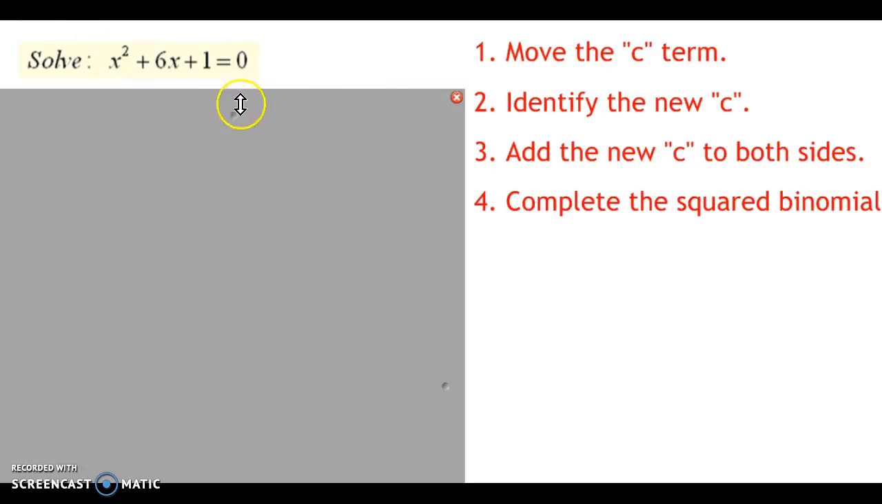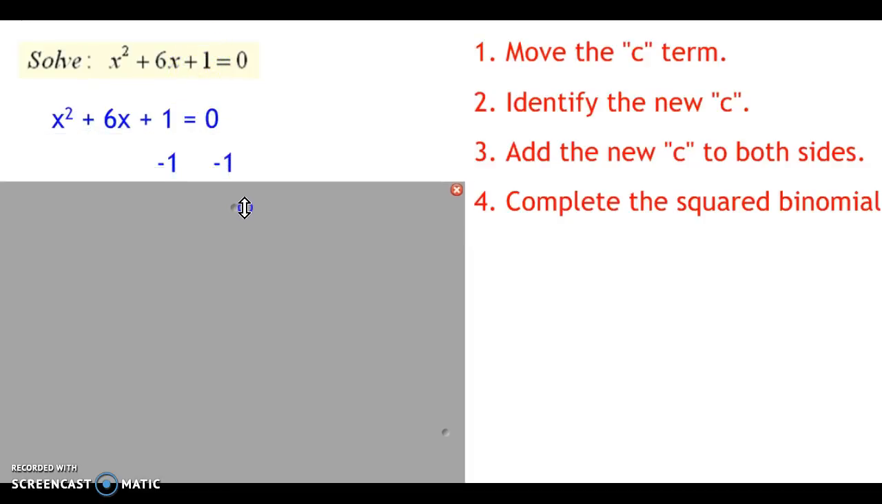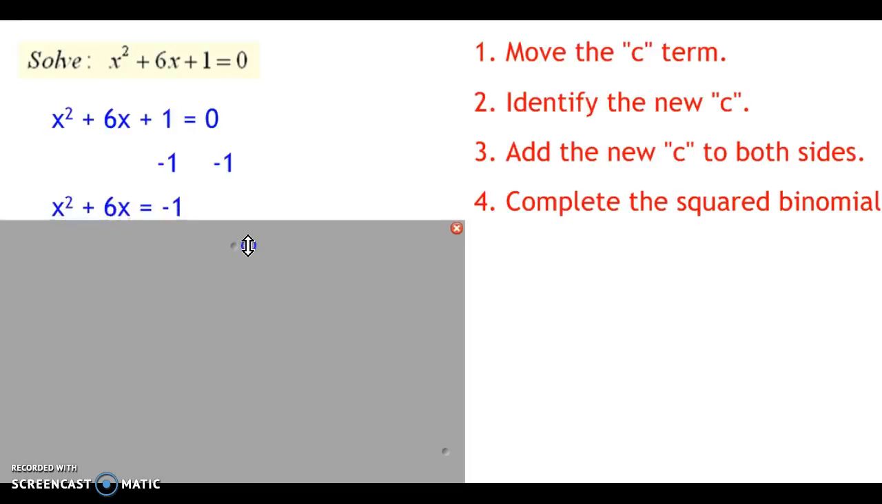My first step is to move the c term, and I see my c term is positive 1. So I'm going to subtract 1 from both sides, and I get this step. X squared plus 6x is equal to negative 1. So I can check that off of my list. I moved the c term. Next is to identify the new c.